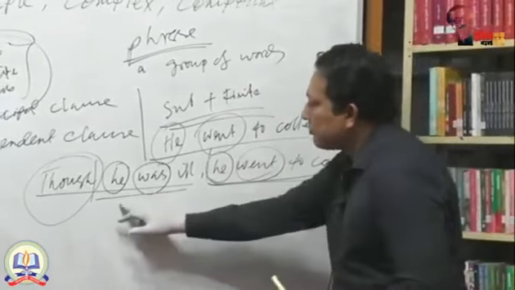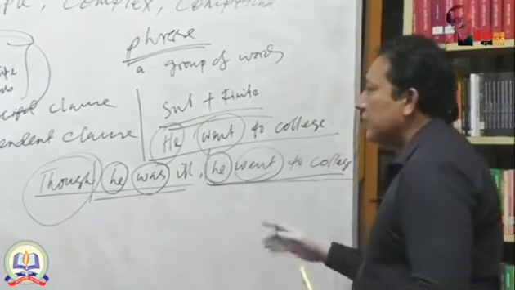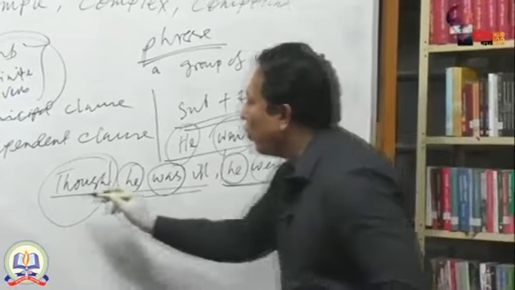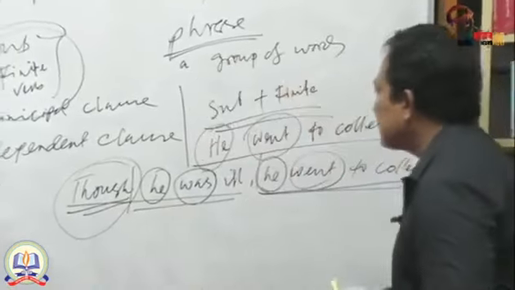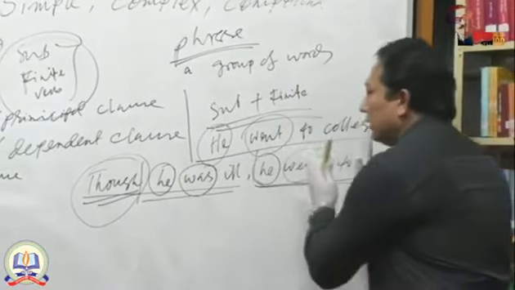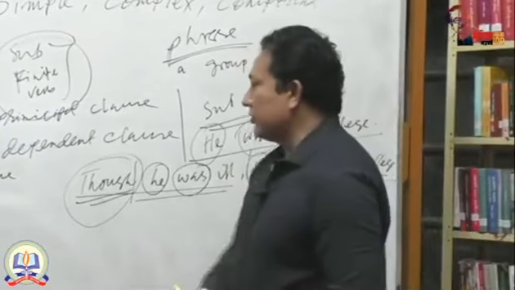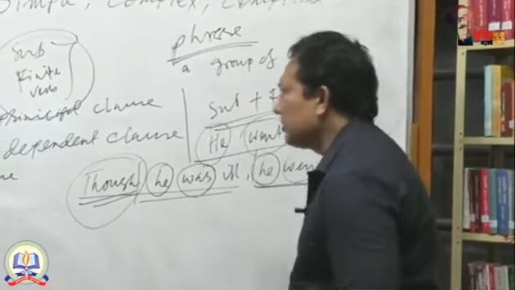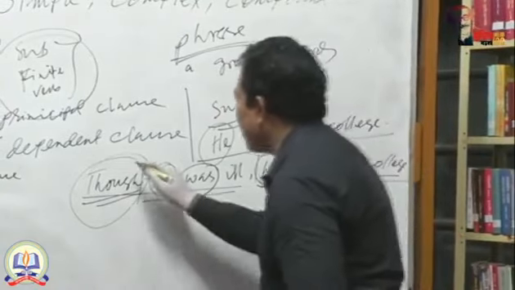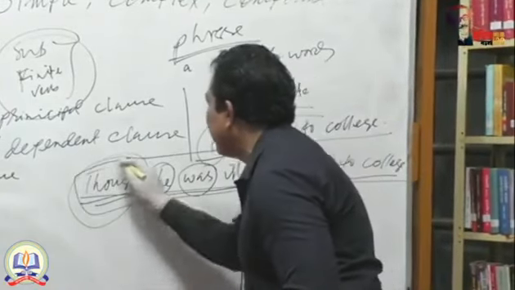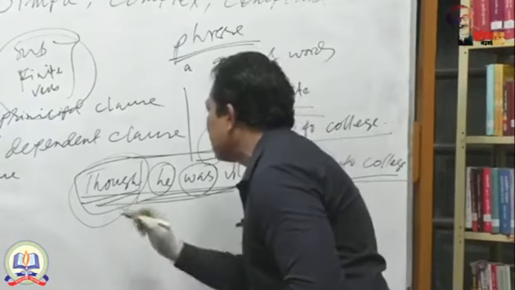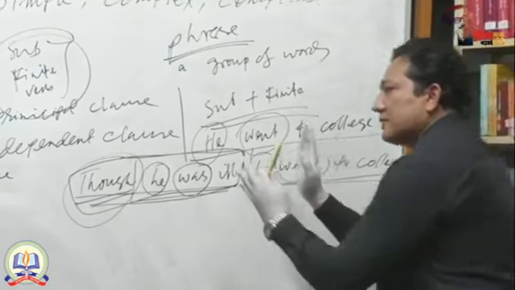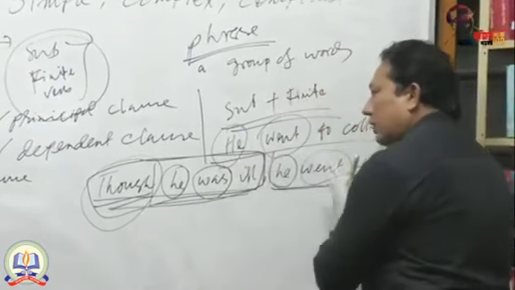That means this part is completely dependent on this part. So which word makes it dependent? Though. Though makes this part dependent on that part. So though is a conjunction, and what type of conjunction? Actually, it is a subordinate conjunction. This part indicates the subordinate clause, and this is the main clause. That means the subordinate clause is completely dependent on the main clause.